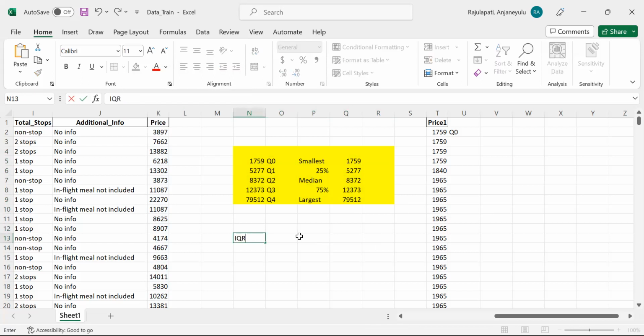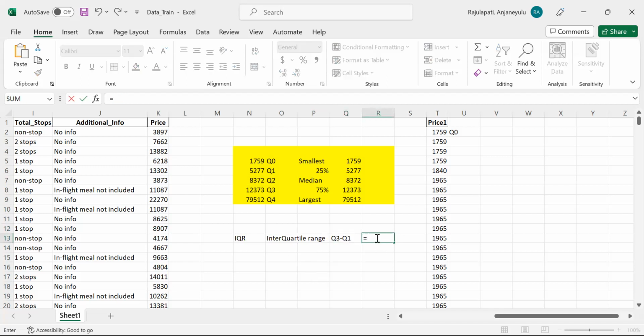What does IQR mean? It's the meaning of interquartile range. The formula for the interquartile range is Q3 minus Q1. That means quartile 3 minus quartile 1.